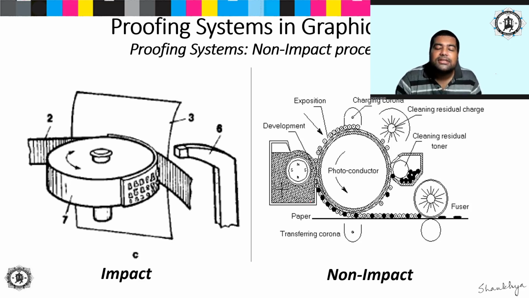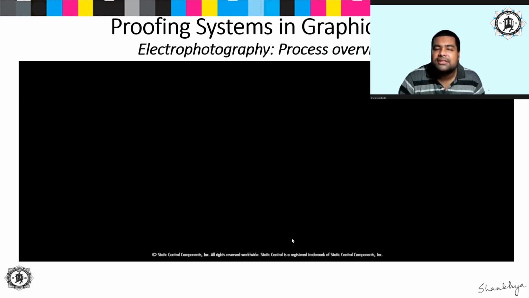So this is basically the difference between the impact and non-impact printers. We'll mainly be talking about the non-impact printing systems. Basically, we'll be talking about three things. One is the electrostatic first, then comes the inkjet, and we'll be ending our discussion with your thermal printers. Now let us take a look at the first type of non-impact proofing system, which is the electrophotographic method. I think this will be a video basically. So let us take a look at this particular video.